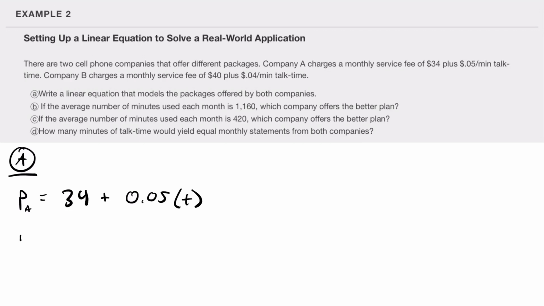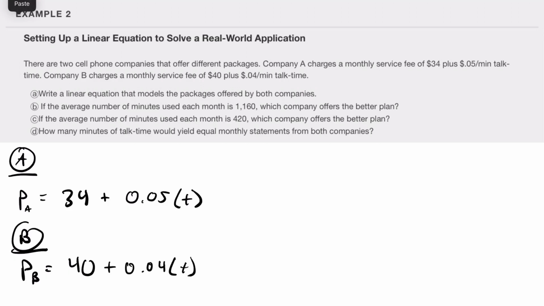Okay. And then company B, the package for company B, a flat fee of $40 plus 4 cents per minute of talk time. Okay. So write a linear equation that models the packages offered by both companies. Okay, so I think that will suffice. So then if the average number of minutes used in each month is this, which company offers the better plan?